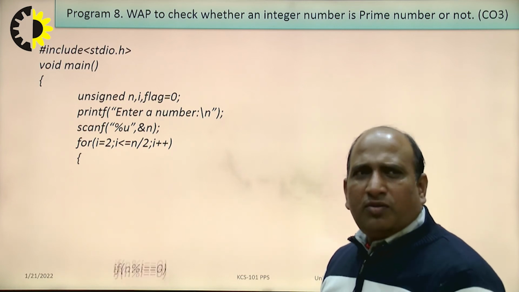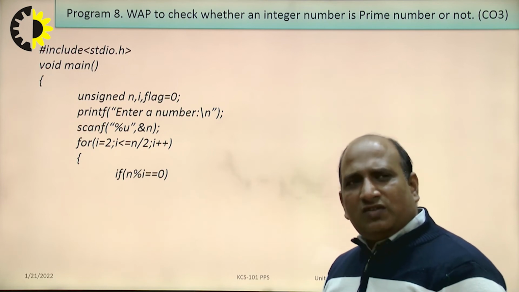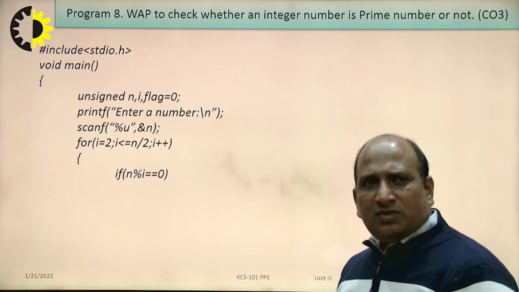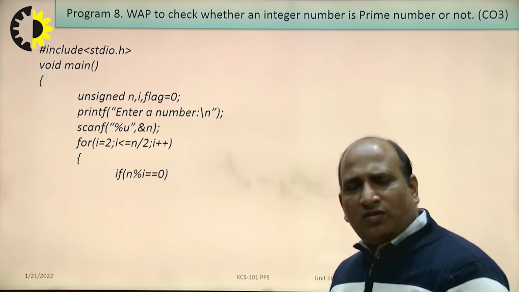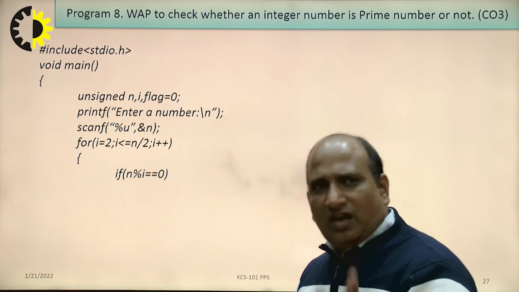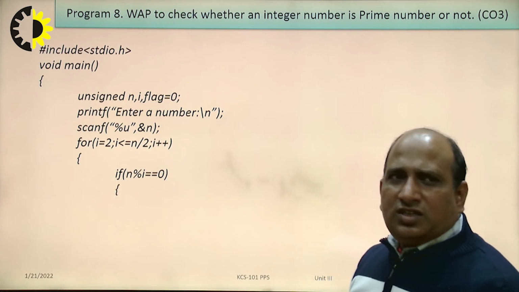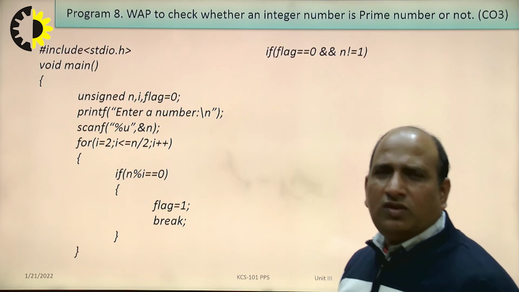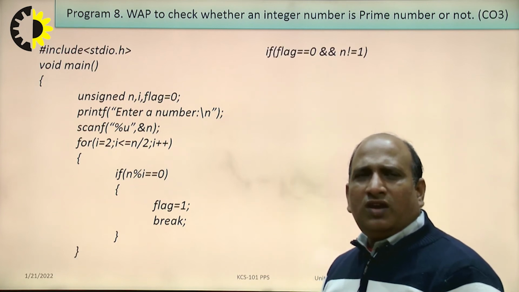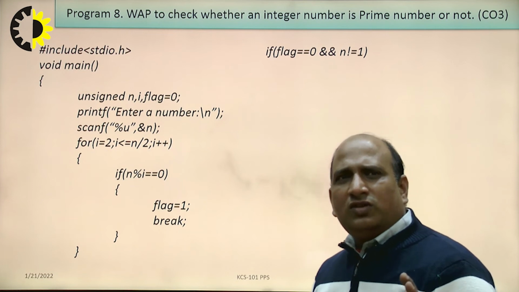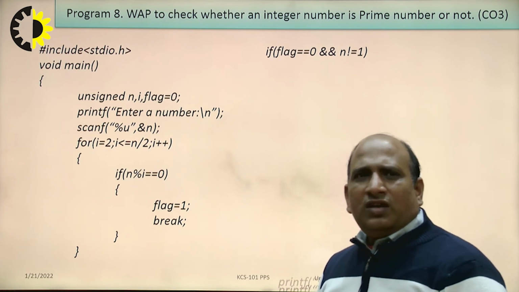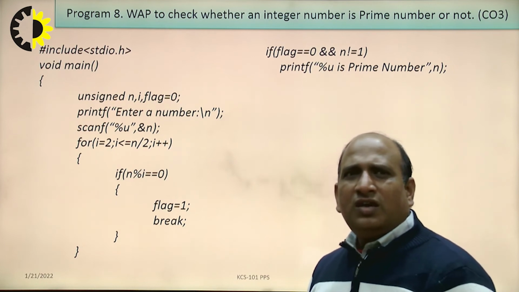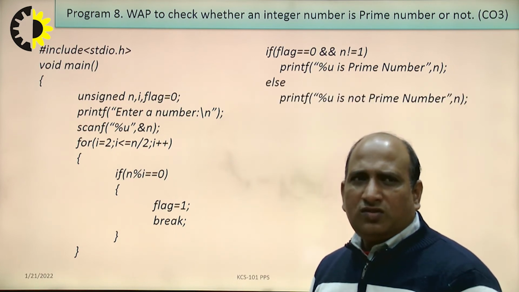and I keep on checking the divisibility of this I to n, and whenever the divisibility becomes true, if it is divisible from 2 to its half, then I have changed this flag from 0 to 1. The flag value is 0 or 1, and if the flag value is 0 and not equal to 1, then it is printed that the number is a prime number, otherwise the number is not a prime number.